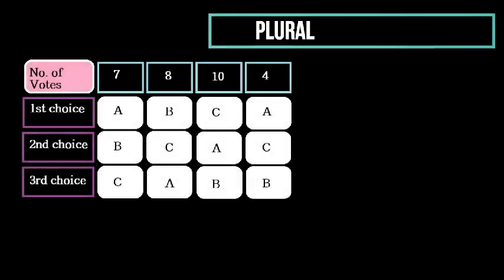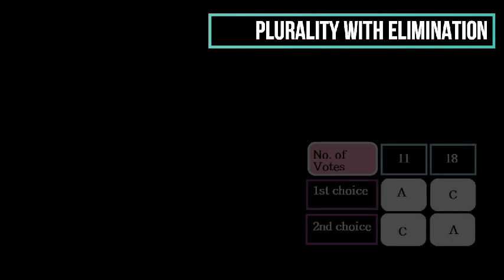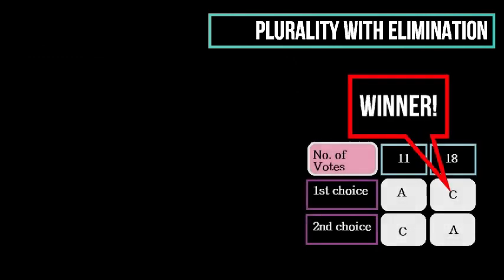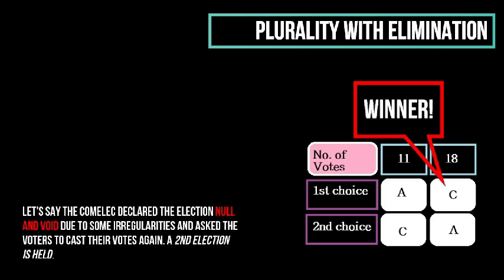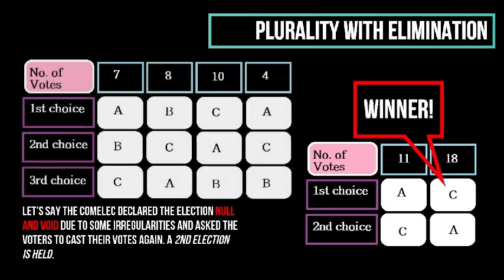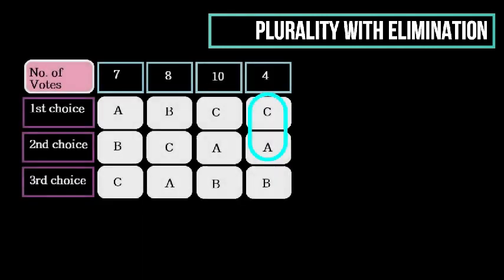Lastly, on given table sample 5, we use the voting method plurality with elimination. As we eliminate B having the least number of first place votes, we obtain a reduced table and observe that candidate C wins this round. Let's say the Comelec declared the election null and void due to some irregularities and asked the voters to cast their votes again. A second election is held and the 4 voters in the last column of round 1 decided to change their ranking. They switched their first and second choices between A and C, expecting to be on the winner's side after the new election.